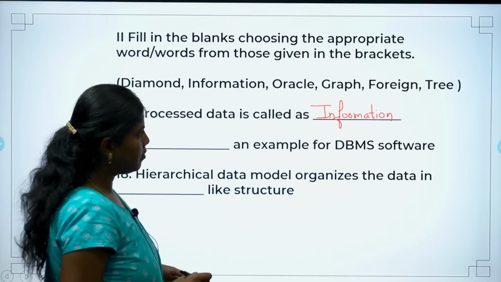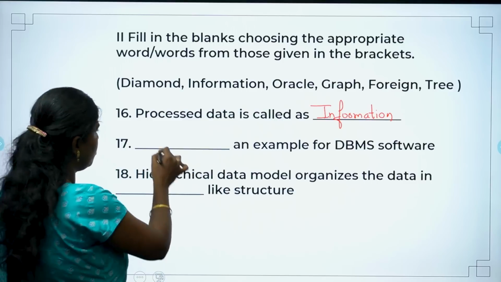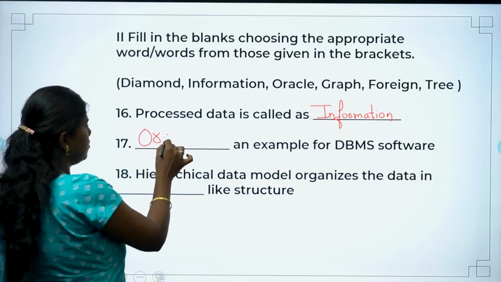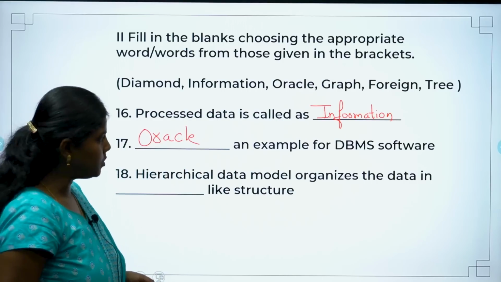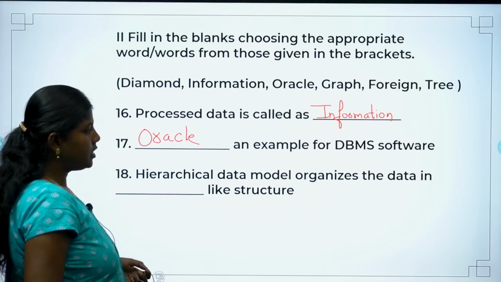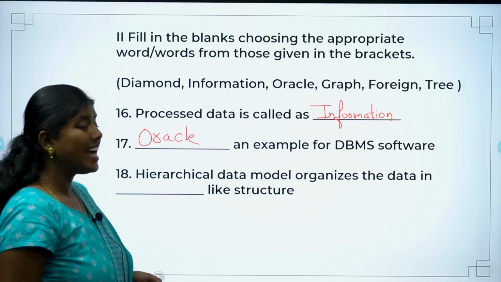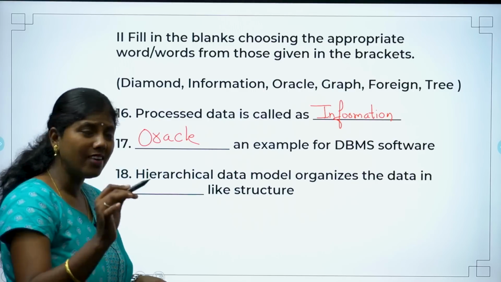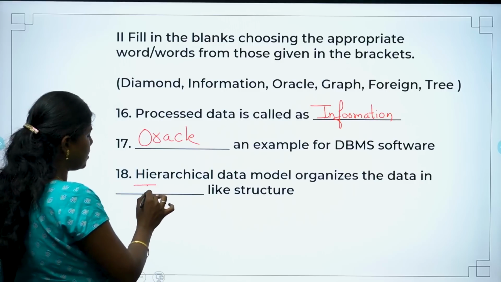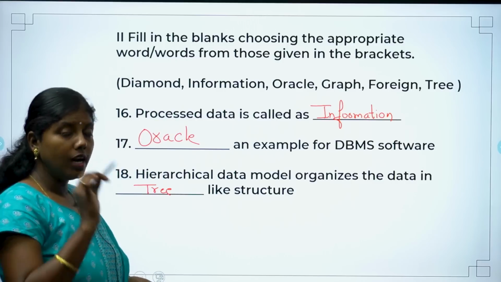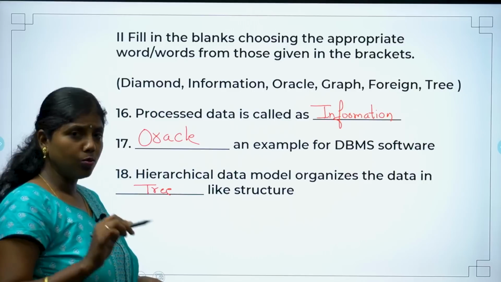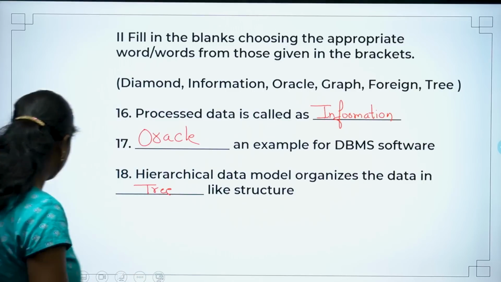Dash is an example for DBMS software. Oracle is an example for DBMS, database management system software. Hierarchical data model organizes the data in dash-like structure. Remember, hierarchical means tree-like structure. Whether you consider hierarchical inheritance or the hierarchical data model, it's going to be a tree-like structure.